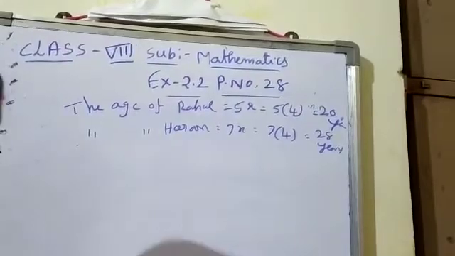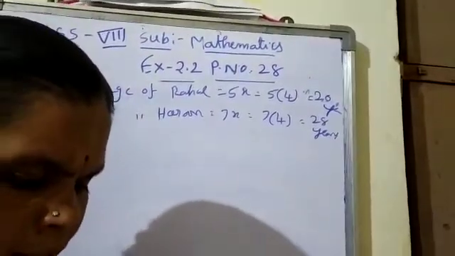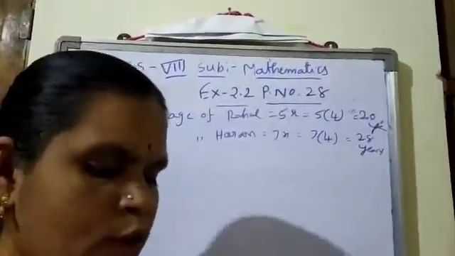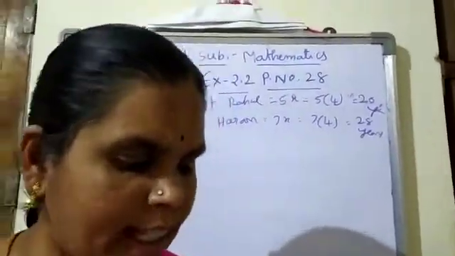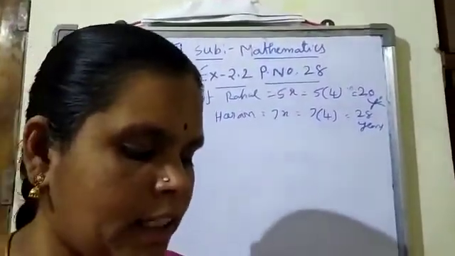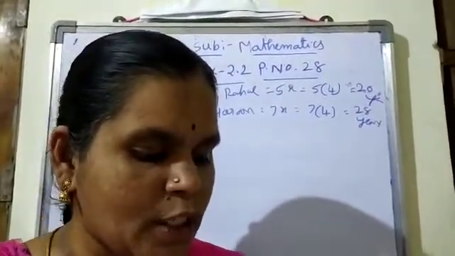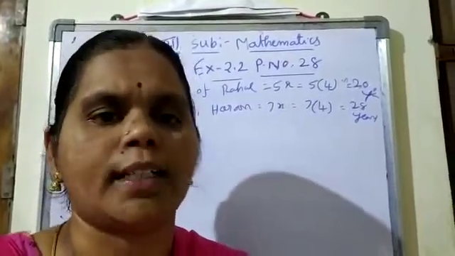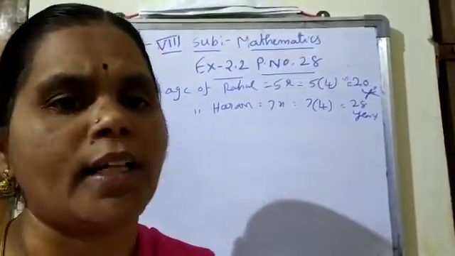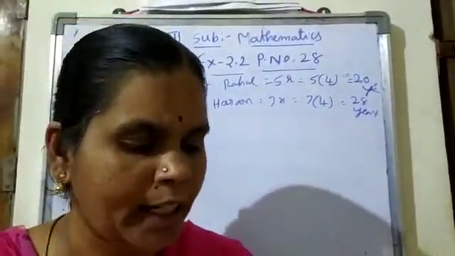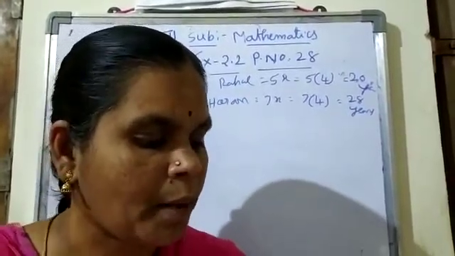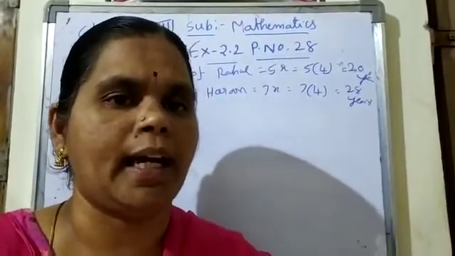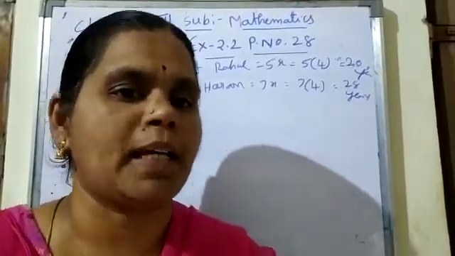Now see 10th one. The number of boys and girls in a class are in the ratio 7:5. The number of boys is 8 more than the number of girls. So what is the total class strength? See children, here we don't know the number of boys and girls. So let the number of girls be x. Then boys becomes x plus 8.